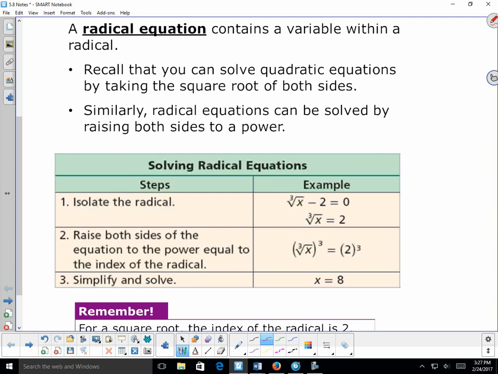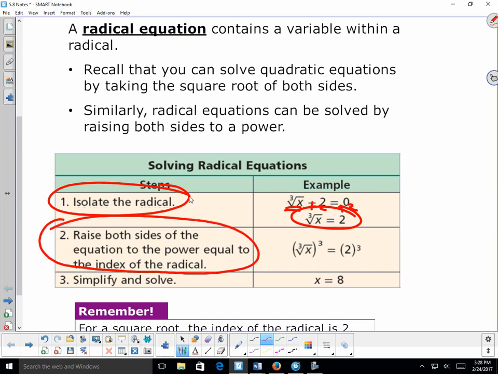So the steps involved in solving a radical equation, the first step is to isolate the radical. If we had cube root of x minus 2, we'd want to get that radical by itself, so we would add 2 to both sides, and we would get cube root of x equals 2. Second step is to raise both sides of the equation to the power that's equal to the index of the radical. Since this was a cube root, we need to raise both sides to the third power. Cube root of x cubed would just be x, and 2 cubed is 8. The third step is to simplify and solve.